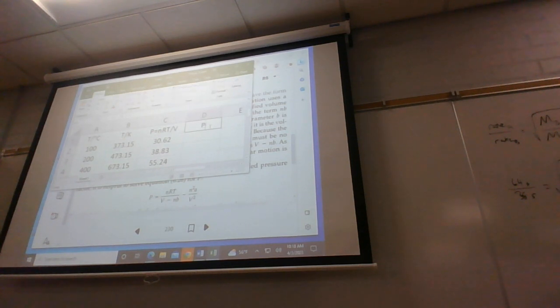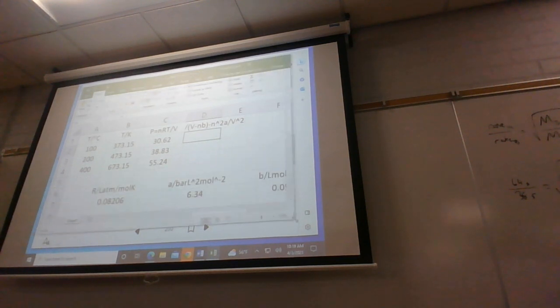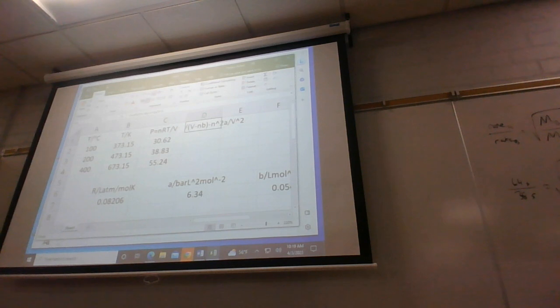So we have P is equal to nRT divided by V minus nB, minus n squared A divided by V squared. This probably doesn't save us much, I mean, it's only 3 calculations. But we're doing Excel today, so let me talk about Excel. If we had 100 calculations, this would save us a lot of time. All right, so I'm going to just set up the equation, equals.